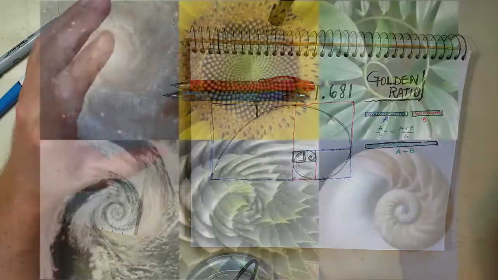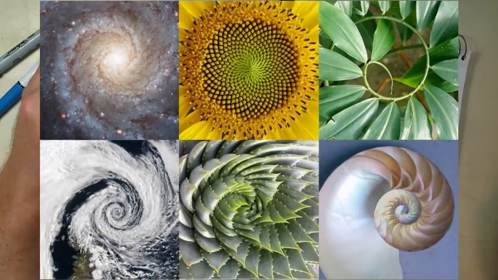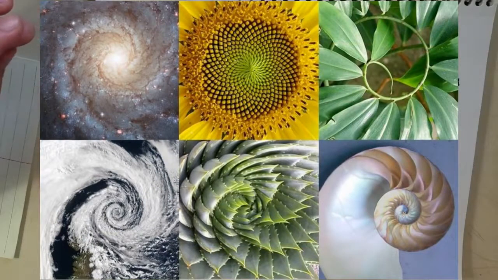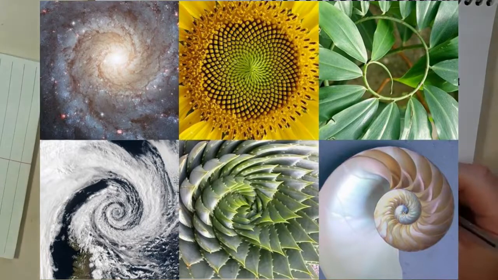So this actually appears in nature. Maybe I'll add a picture right here of ferns, flowers, seashells. The list goes on. Snail shells, obviously. And we have hurricanes, Milky Way galaxies.